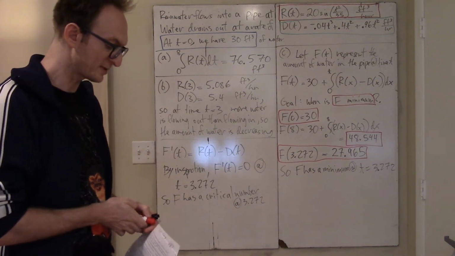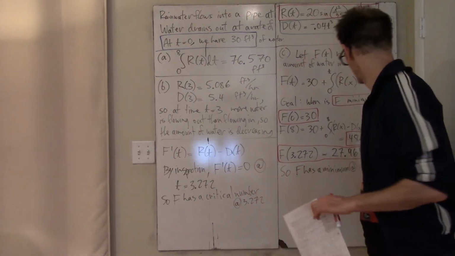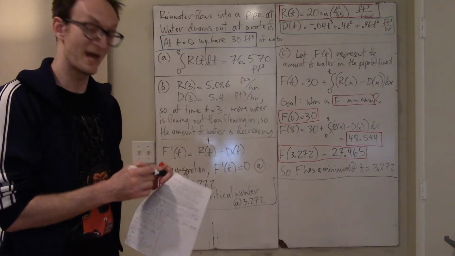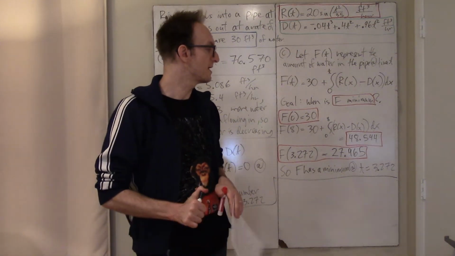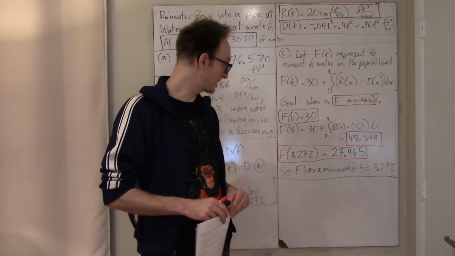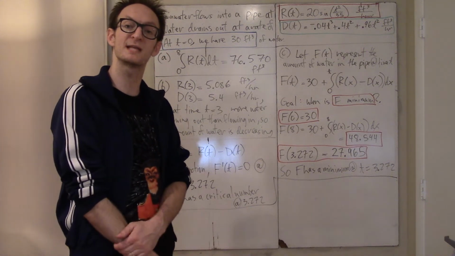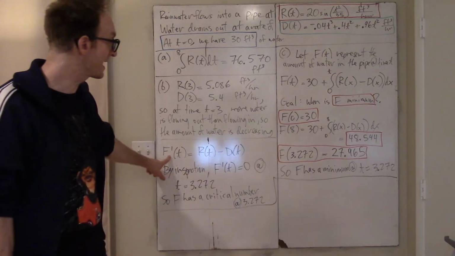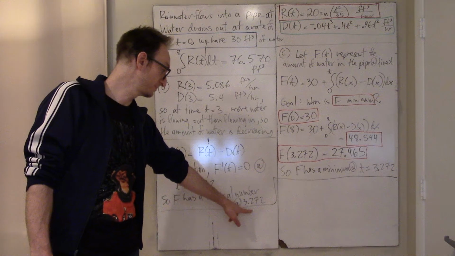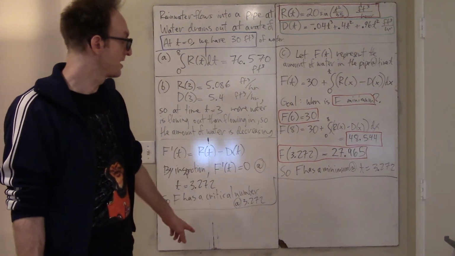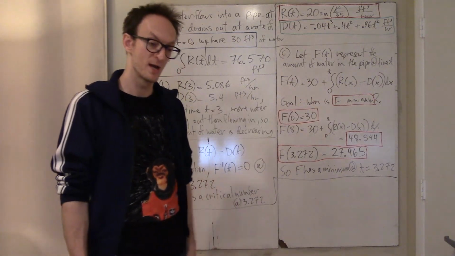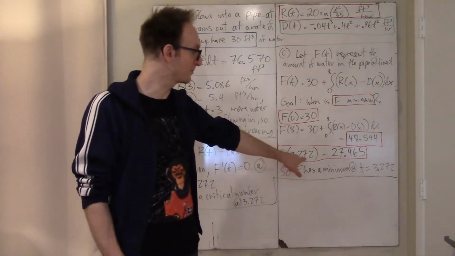I'm not going to write this down, but you could answer this problem a little bit differently. You don't actually have to show a comparison with the endpoints. You can just know for sure that this relative minimum will be the absolute minimum. I'll just say it out loud: by inspection, f prime is negative on the interval 0 to 3.272, that's true, and f prime is positive on the interval after 3.272. Therefore, the function has its absolute minimum at 3.272.